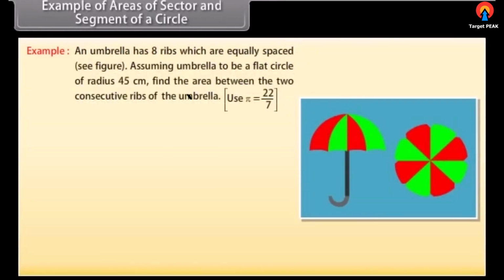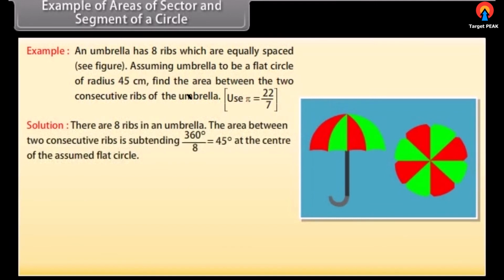Example. An umbrella has 8 ribs which are equally spaced. See figure. Assuming the umbrella to be a flat circle of radius 45 centimeters, find the area between the two consecutive ribs of the umbrella. Use pi as 22 upon 7.